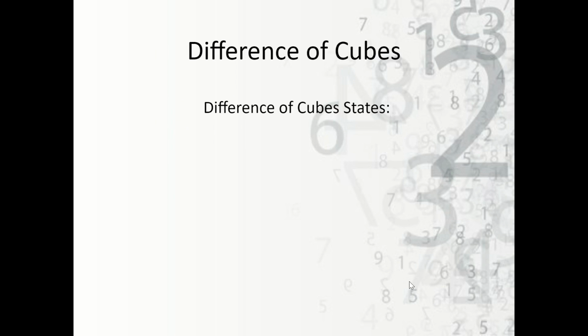Now, difference of cubes. Difference of cubes states that (a minus b) times (a squared plus ab plus b squared) is equal to a cubed minus b cubed. And likewise, we could go the other way and say a cubed minus b cubed is equal to (a minus b) times (a squared plus ab plus b squared).